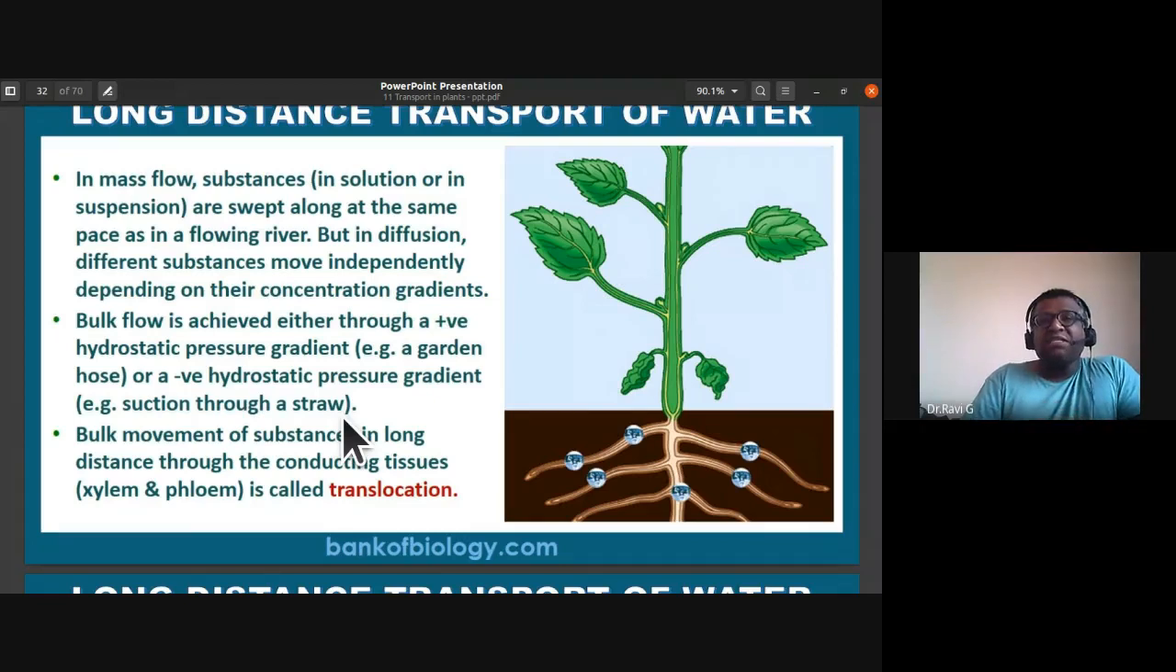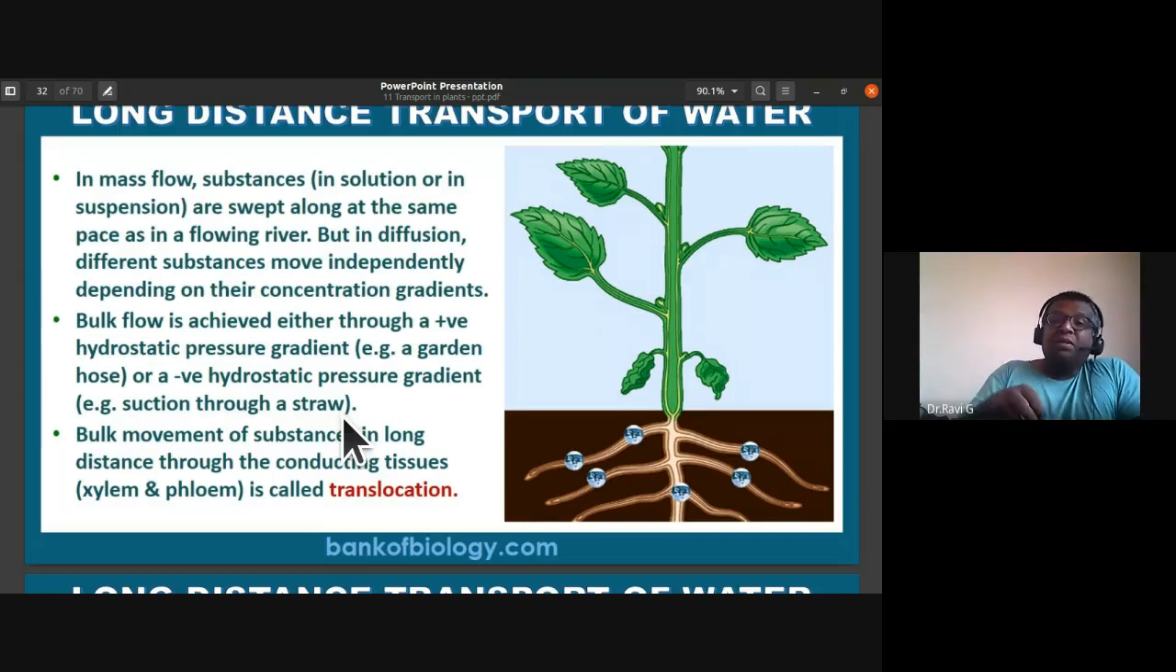And for that, they have given an example of a garden hose. You turn on a tap, the water flows through the pipe. The positive hydrostatic pressure gradient is that water flows from a higher region to a lower region. So the positive hydrostatic pressure gradient is across this higher to lower level. Whereas in the negative pressure gradient, the water has to be carried from a lower region to a higher region against the gravitational force, as you see in the uptake of water.